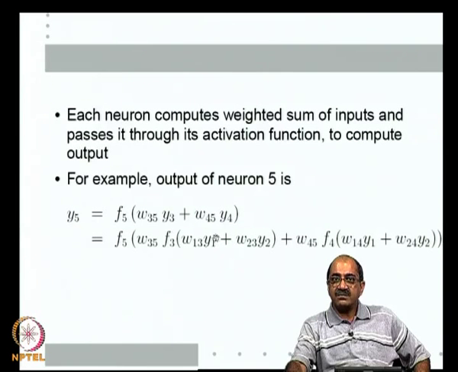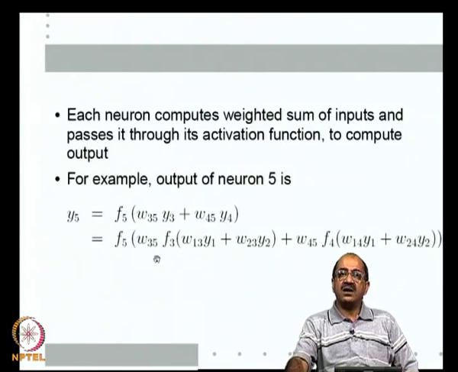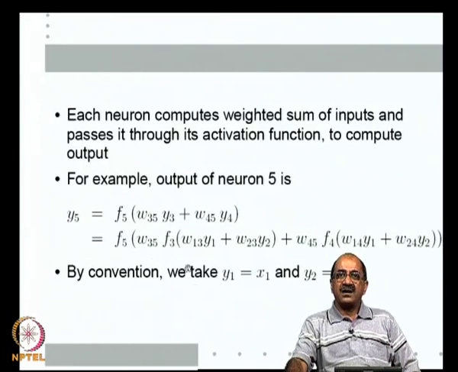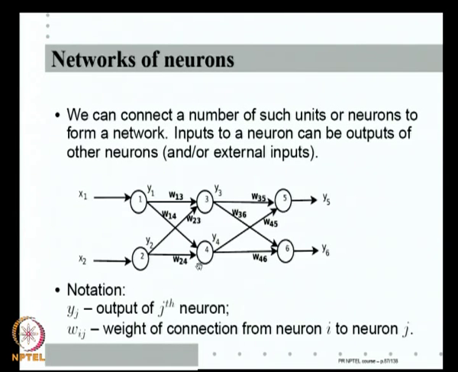So, I have a linear sum and some activation function. Now, once again a linear sum over such things and an activation function. So, I use composition of linear sums and nonlinear activation functions to build more and more complicated functions. By convention in networks like this, we take these as the input neurons. We will look at the full notation later on, but essentially for the input neurons its output will be its input. So, it is just a fan out device. So, we will take by convention y1 is equal to x1, y2 is equal to x2.